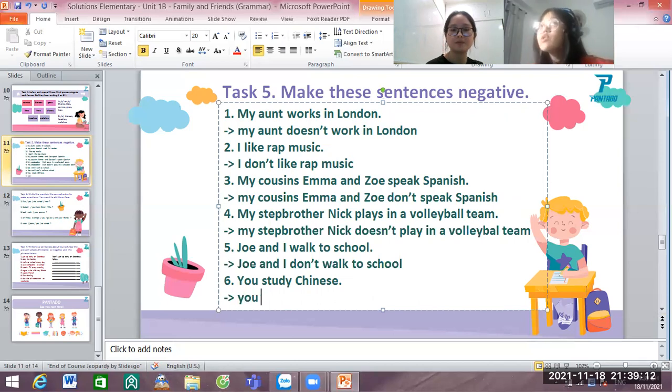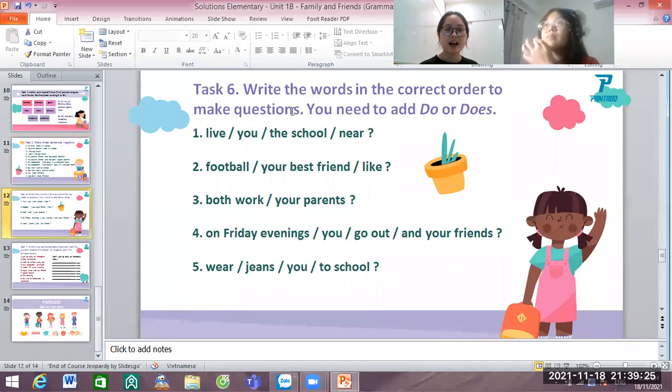You don't study Chinese. Very good. You don't study Chinese. Very good. Okay. Task 6. Write the words in the correct order to make questions.